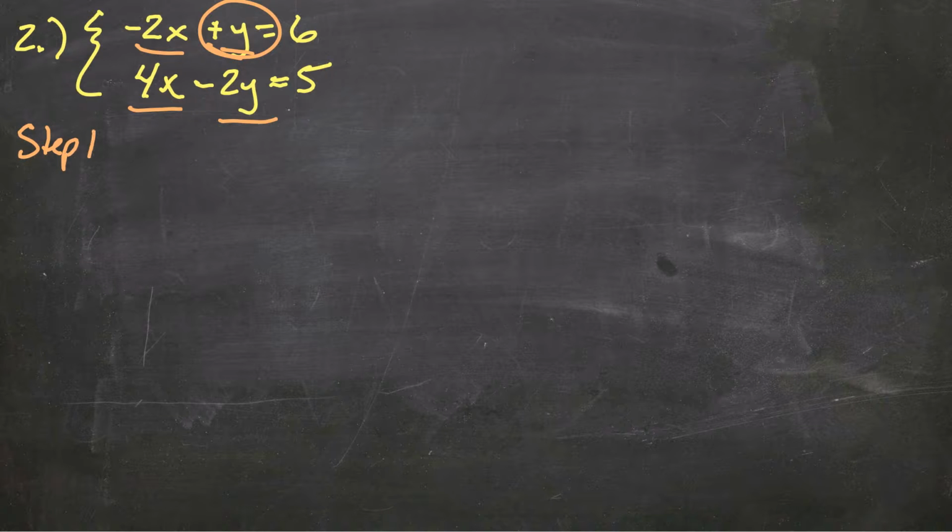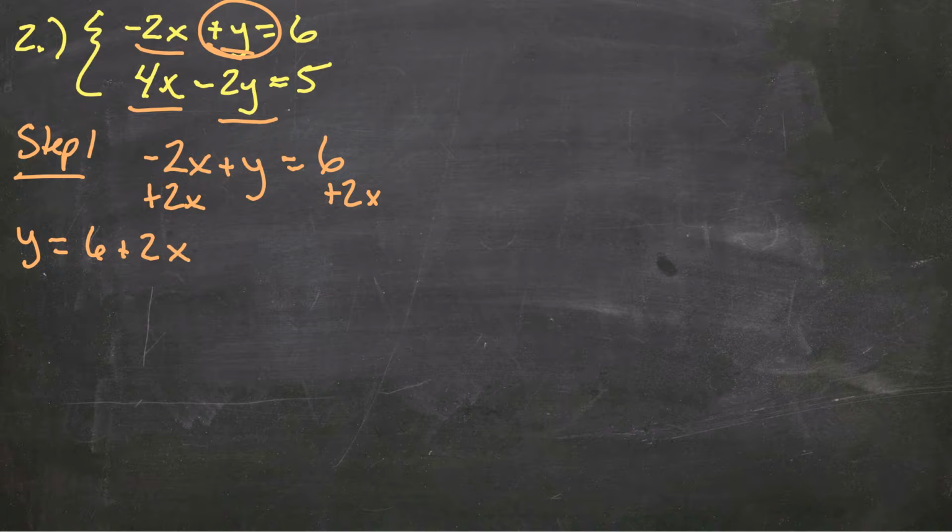So step 1, I'm going to write negative 2x plus y equals 6. I'm going to add 2x to both sides, and I get y equals 6 plus 2x, or 2x plus 6. That's it for step 1.